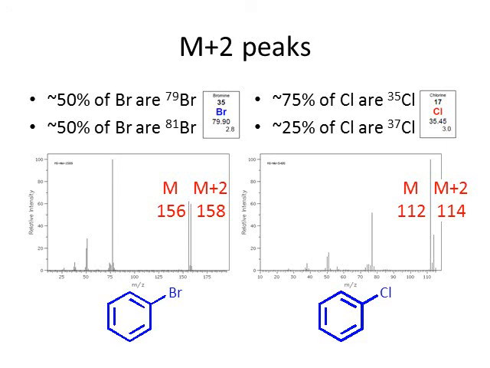Bromine, if you look at the periodic table, has an atomic mass of 79.9. But if you were to look at individual bromine atoms, about 50% of them weigh 79, and about 50% of them weigh 81. So this 79.9 is really the weighted average of a half and half mixture of 79 and 81. If I had bromobenzene, with 6 carbons that each weighed 12, hydrogens that each weighed 1, and a bromine that weighs 79, that would add up to 156. If I had bromobenzene with 6 carbon-12s and a bromine 81, that would weigh 158.